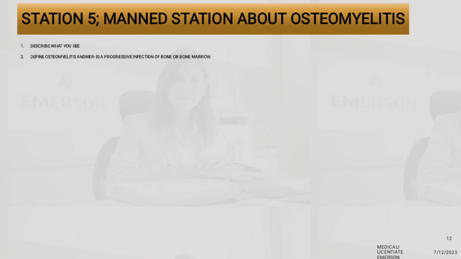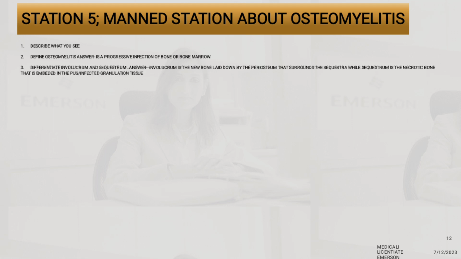Define osteomyelitis. This is a progressive infection of bone or bone marrow. Then differentiate involucrum and sequestrum. Involucrum is the new bone laid down by the periosteum that surrounds the sequestrum. While the sequestrum is the necrotic bone that is embedded in the pus or infected granulation tissue. So meaning involucrum is new bone, sequestrum is dead bone.